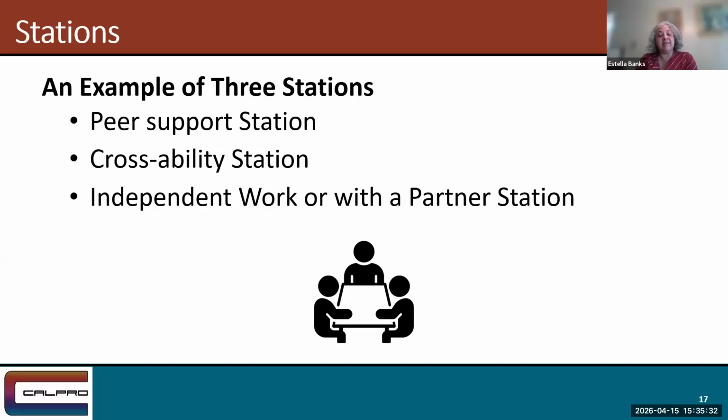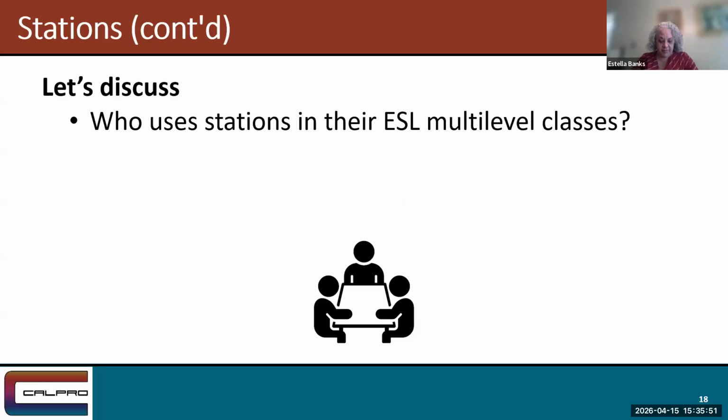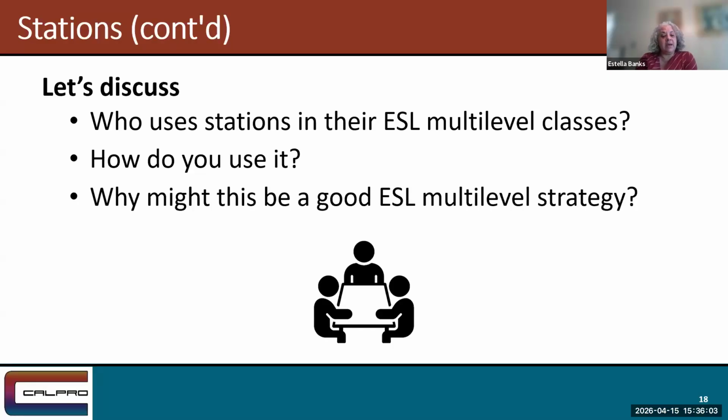I know Steve had mentioned earlier too that tech could be another example of a use of accessibility, and that could be in a station. So who uses stations in their ESL classes? Let's discuss. You can come off mute if you like. And how do you use it? And why might it be a good ESL strategy?